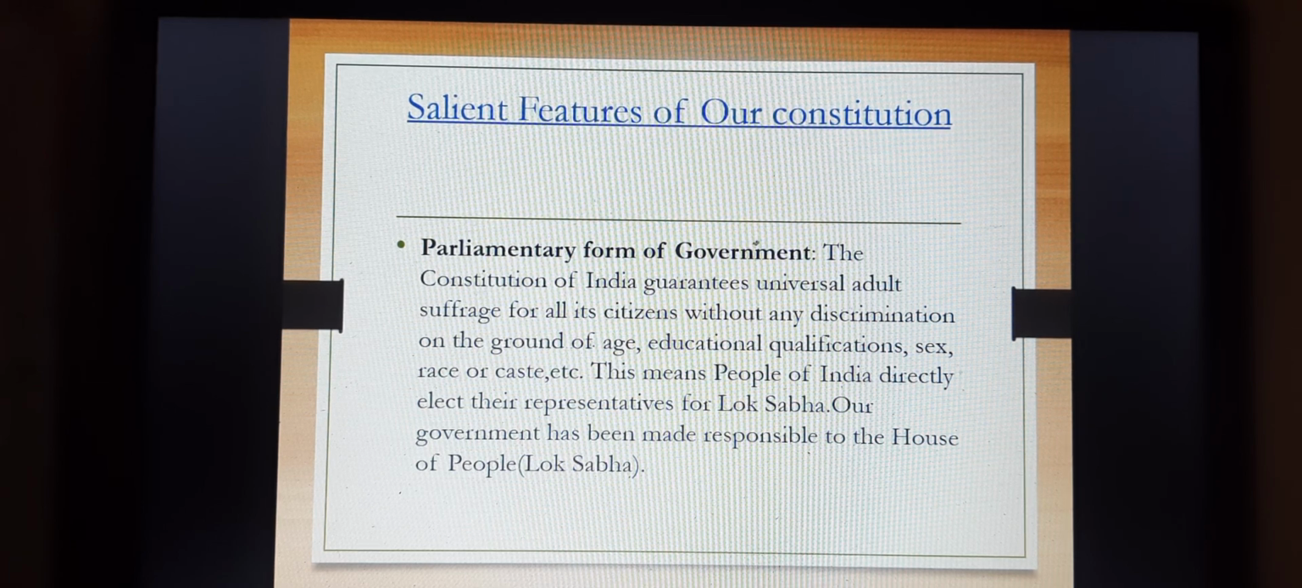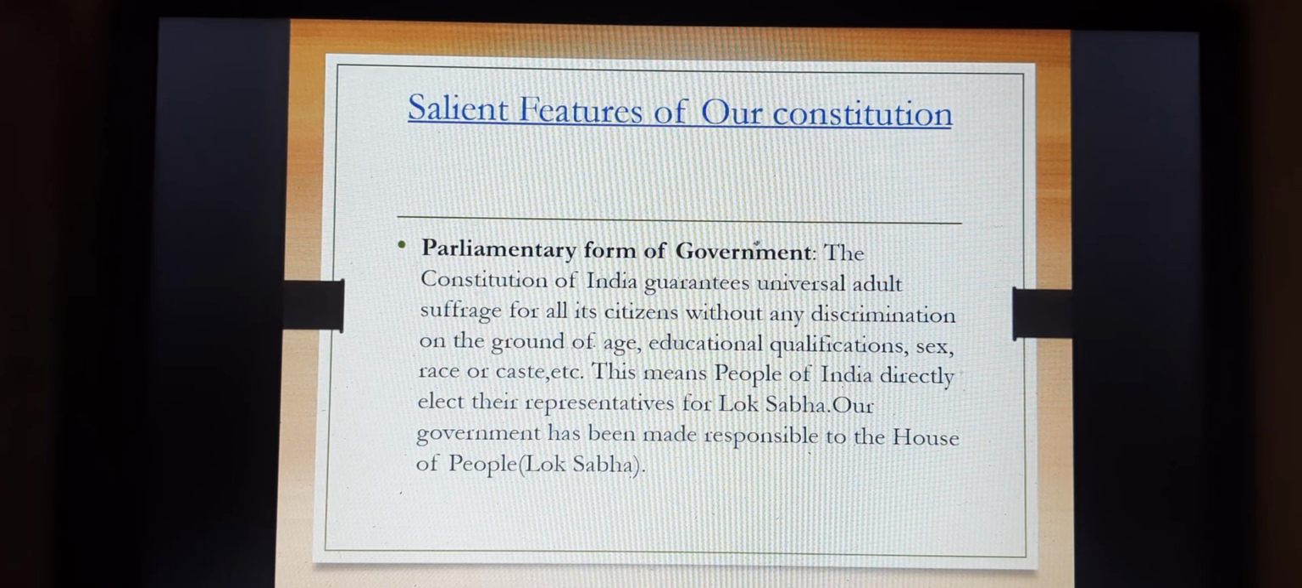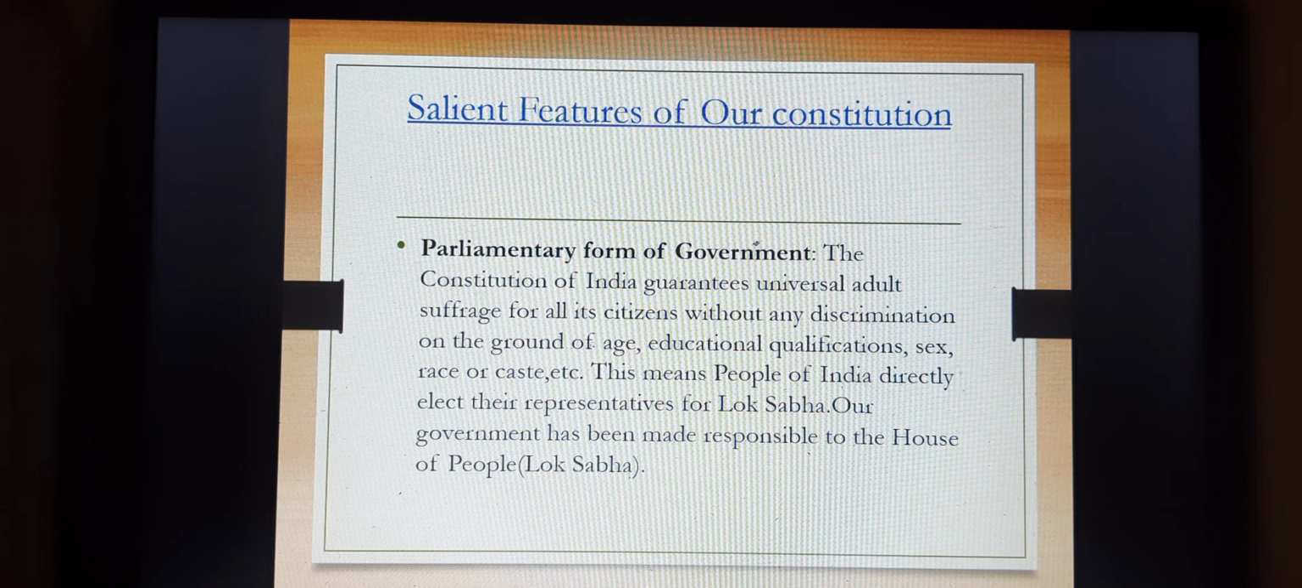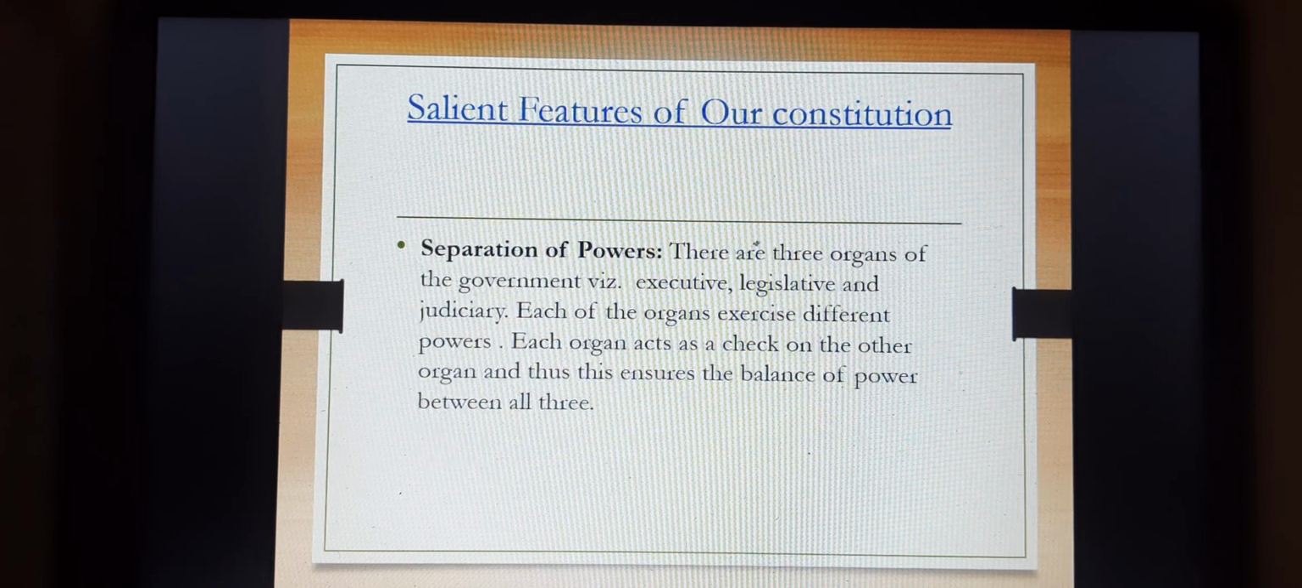This means people of India directly elect their representatives for Lok Sabha. So they all choose their representative for Lok Sabha in the general elections after every 5 years. Our government has been made responsible to the house of the people, the Lok Sabha. So the government is responsible to the house of the people, that is known as the Lok Sabha. And the house of the states is known as the Rajya Sabha.